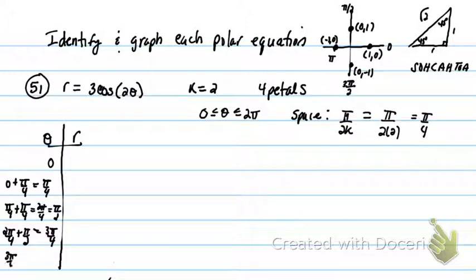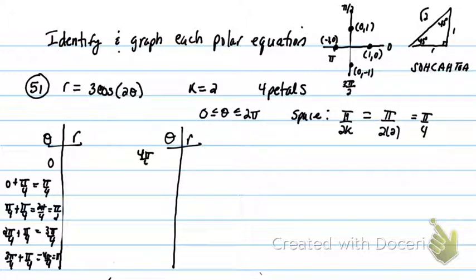Then 3 pi over 4. I didn't write that right. Here we go. Plus pi over 4 would be 4 pi over 4, which is really what? Pi. Does that make sense? So you're halfway. Let me go ahead and continue on over here.